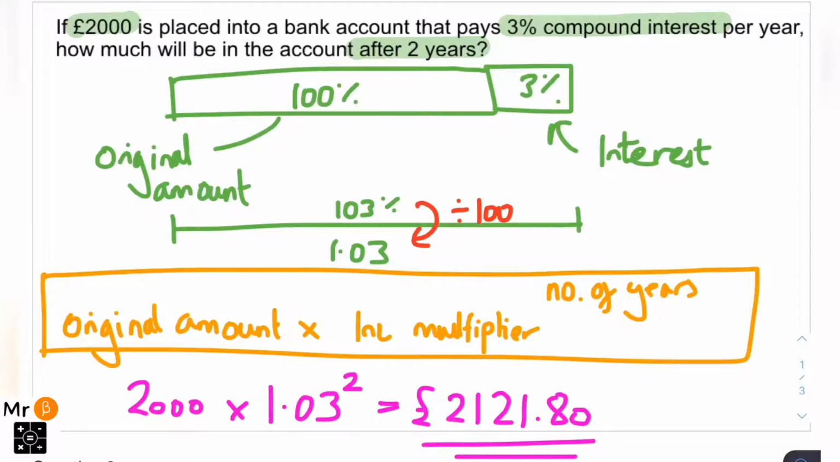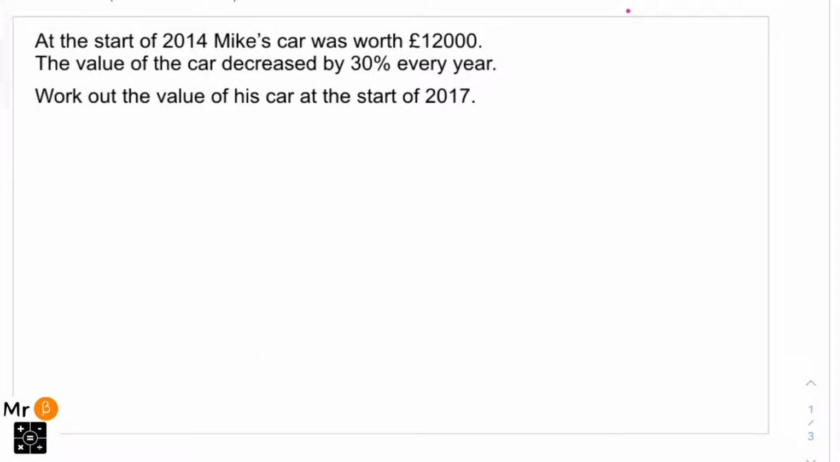You then just read the question carefully. Sometimes it will ask for the interest earned, which in this case would be £121.80. Sometimes it will ask how much will be in the account at the end. So we actually have a total of £2,121.80.